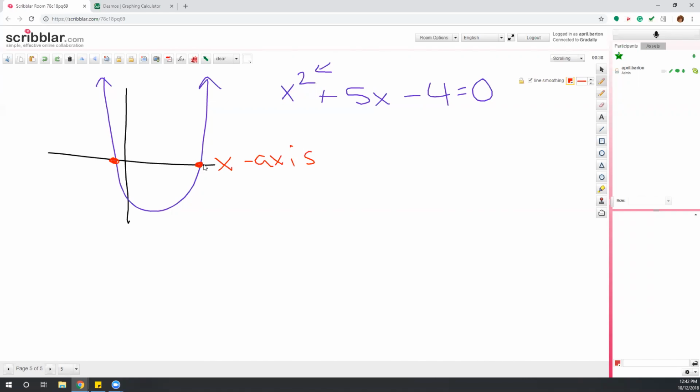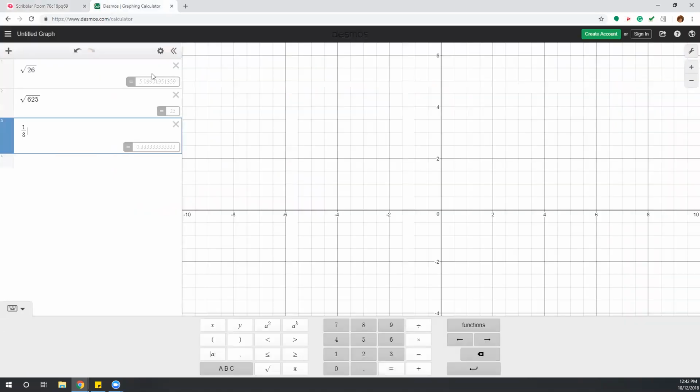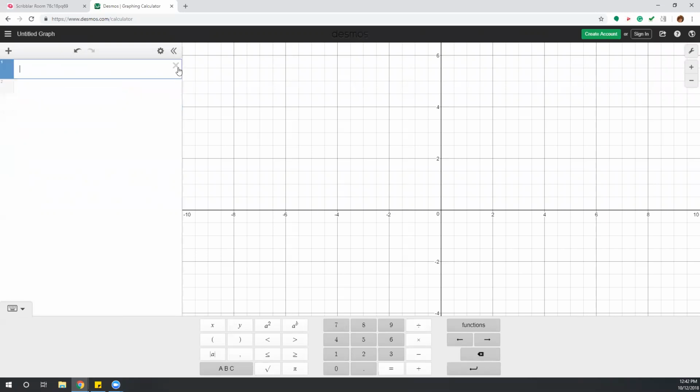When you're solving by graphing, I didn't expect you to solve it by hand. You're either going to be given a picture and you just look at the picture and identify what the zeros are, or you use a graphing calculator. So again, I really recommend this Desmos graphing calculator. It's super easy to use.